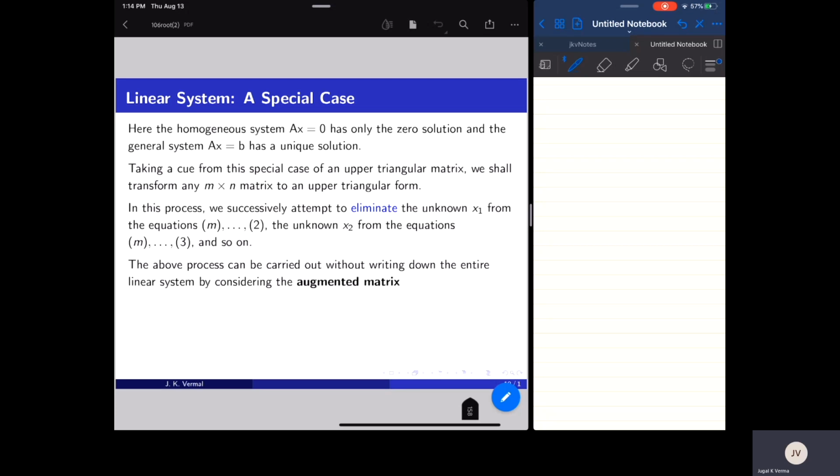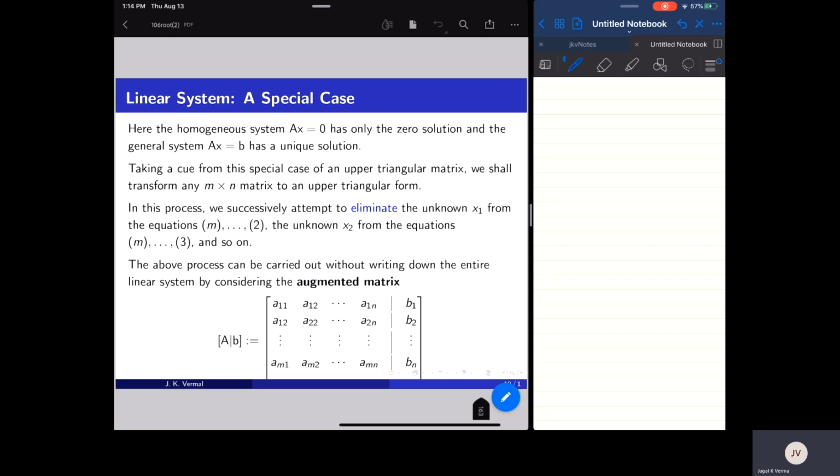So the above process can be carried out without writing down the entire linear system. We simply look at what is called the augmented matrix. The augmented matrix is obtained by simply adding the B vector as a last column to the coefficient matrix, and the first row will be the first row of A along with B1. The second row is the second row of A along with B2, and so on. So we construct this augmented matrix. The entire information about the system of linear equations is contained in this augmented matrix.